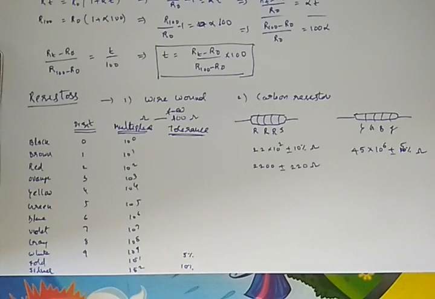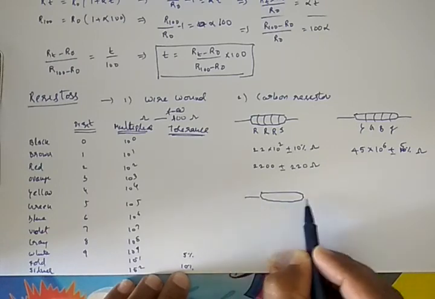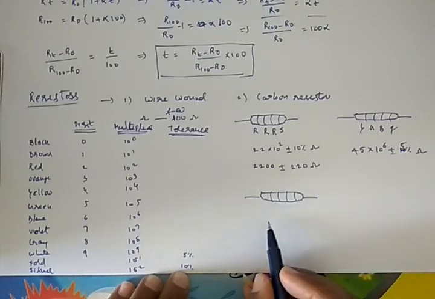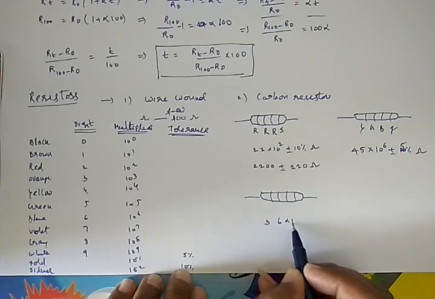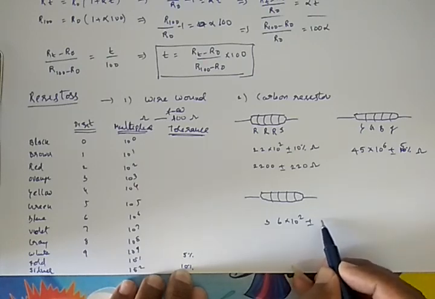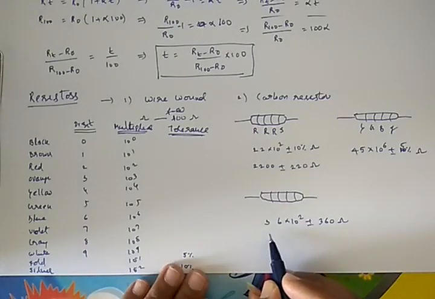Now next time I will give the resistance of the resistor, and then we need to estimate, we need to guess what the colors are. So I have a resistor here. There are 4 colors: 1, 2, 3, 4. I don't know what colors are there, but I'm giving the resistance of this resistor. From that we should be able to guess what the colors are. So now let us say 36 into 10 power 2 plus minus 360 ohm.